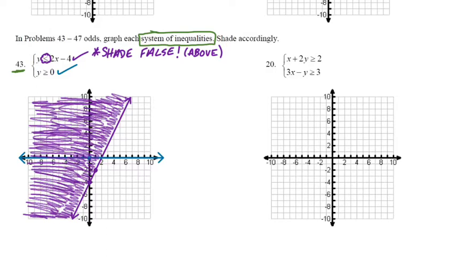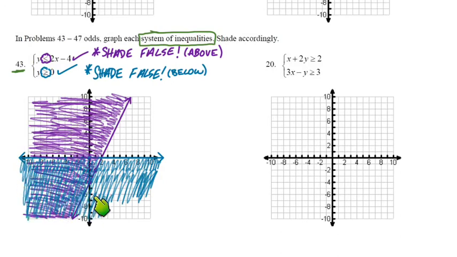And for the blue one, since it's greater than, and I'm asking you to shade false, well, then you're going to shade below the line. So let's go ahead and shade this stuff right here below the line. Okay, and here's the result. Since we shaded false, our feasible set, right, our solution will be in this open area here.